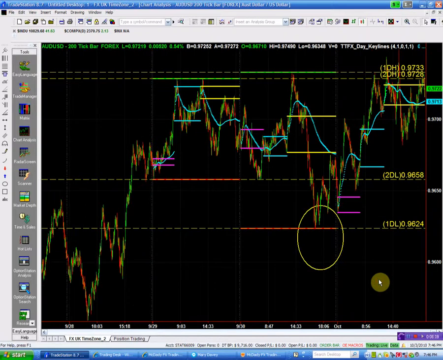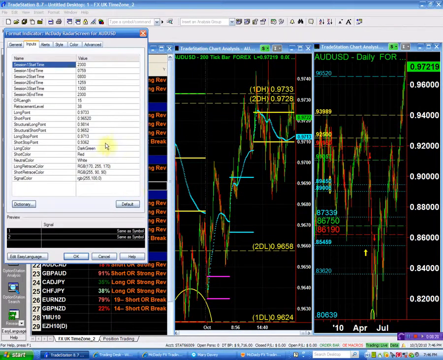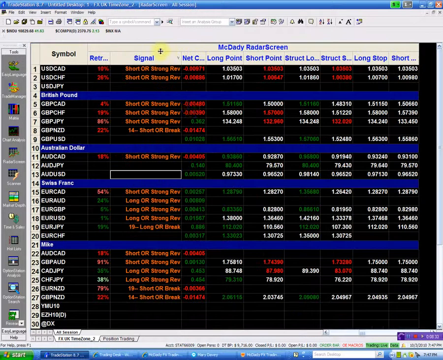So if we're going to go short below the 96.52, you just want to put the stop a little bit above it, so you don't want to give it too much room. So the short stop, I'm just going to leave it the same number because it is the structural point. Okay, so this is the Aussie dollar.